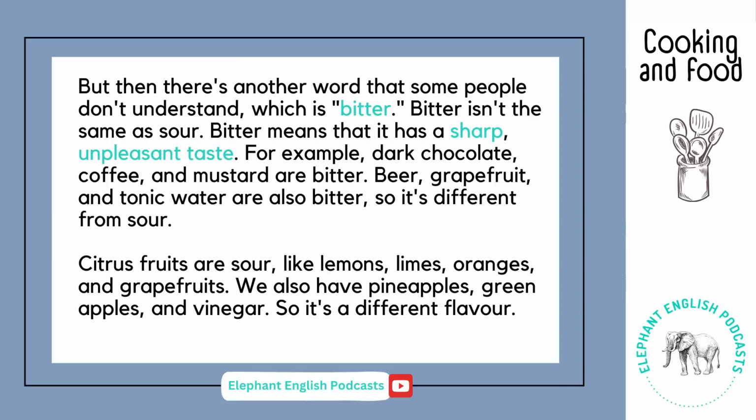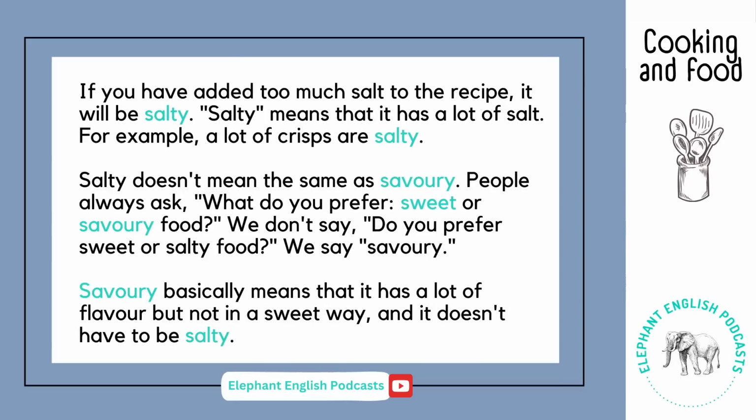For example, dark chocolate, coffee, and mustard are bitter. Beer, grapefruit, and tonic water are also bitter. So it's different to sour. Citrus fruits are sour, like lemons, limes, oranges, grapefruits, and we also have pineapples, green apples, and vinegar. So it's a different flavour. If you have added too much salt to the recipe, it will be salty.